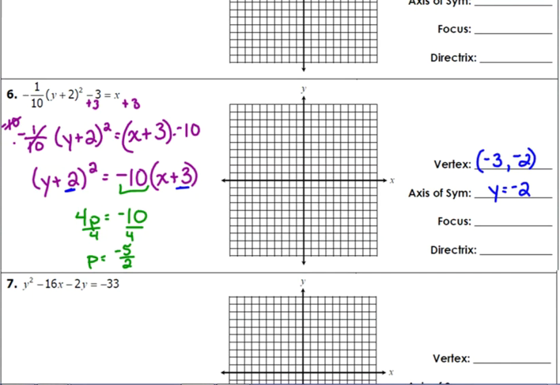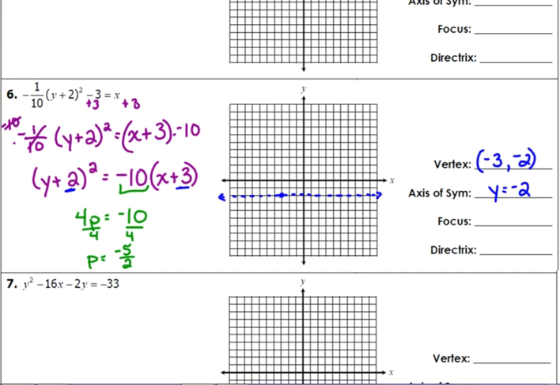Now, let's put on our picture what we have so far. -3, -2 is our vertex. Our axis of symmetry is y equals -2. So I plotted my vertex, and I'm drawing the dotted line for my axis of symmetry. The reason why I do that is because I need to wrap my head around, okay, I have what p is. Do I add that to the x or do I add it to the y? Well, the focus is that many units away from the vertex and it's on the axis of symmetry.